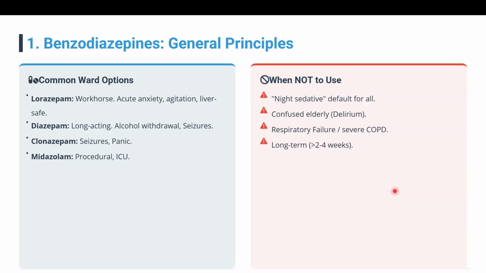So always keep in mind not to use midazolam in wards preferably. So, when not to use benzodiazepines. Absolute contraindication is the night sedative default for all. In case of confused elderly patients in delirium, try to avoid. In case of respiratory failure patients, try to avoid. For long-term usage, more than 2 to 4 weeks, try to avoid for generalized anxiety disorder and insomnia because of increased dependence risk.